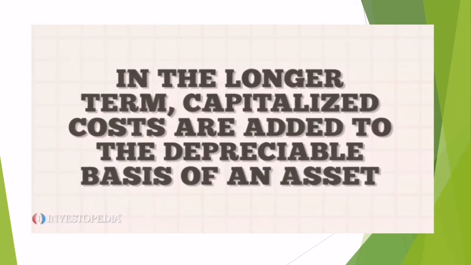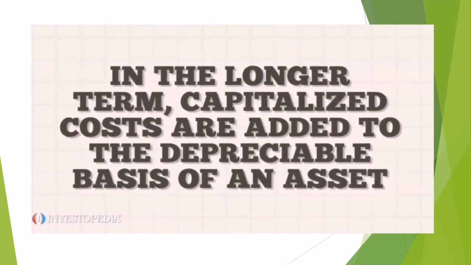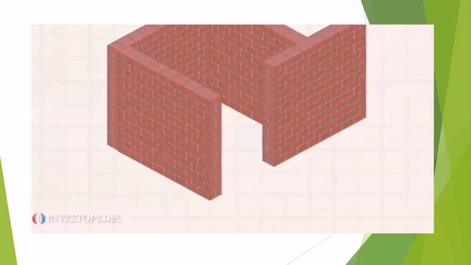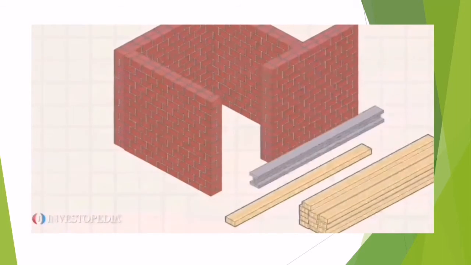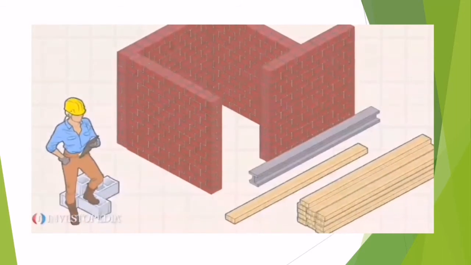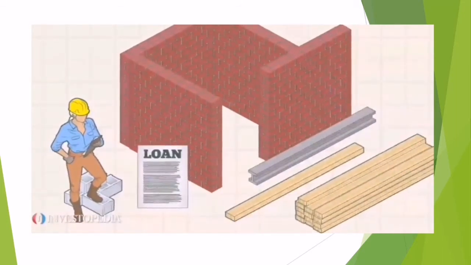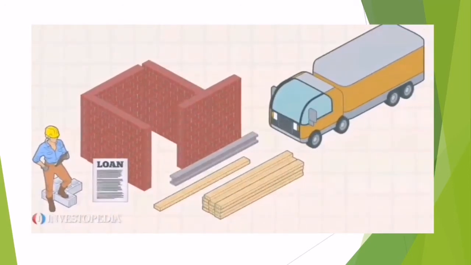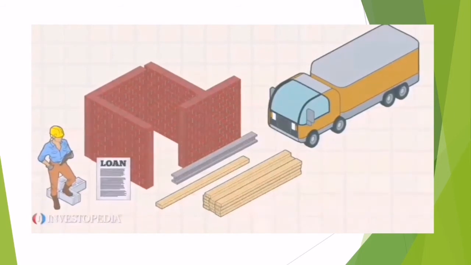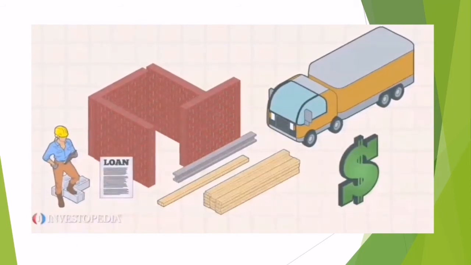In the longer term, capitalized costs are added to the depreciable basis of an asset. This usually occurs with large construction projects. The cost to build the facility will include the raw material used to make it, the construction labor costs, interest on any loans used to pay for building the facility, transportation costs incurred to ship materials to the construction site, and any sales taxes incurred on purchased materials.